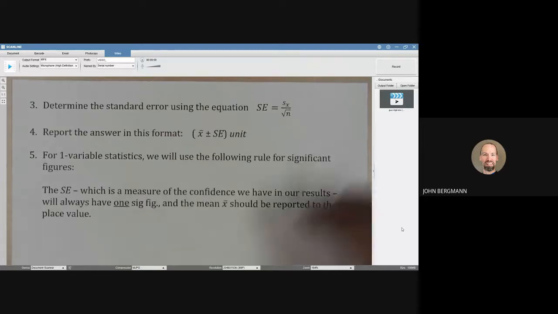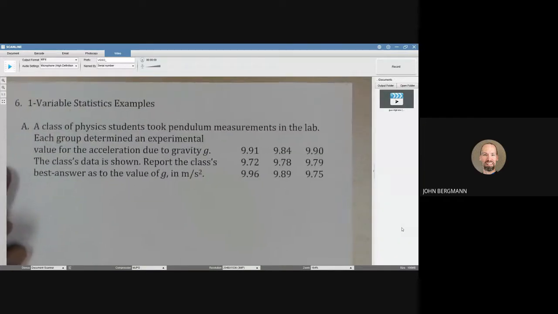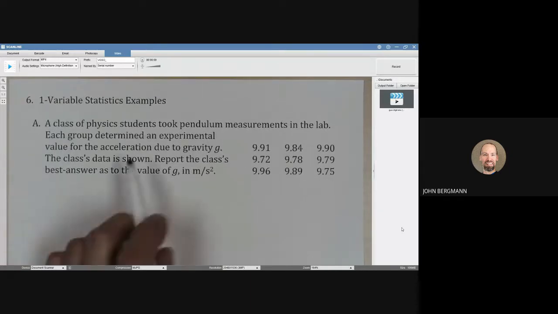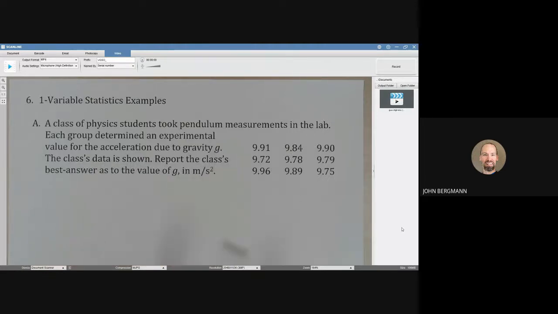So let's show you how this works. Suppose we have a class of physics students that took some pendulum measurements in the lab, and each group determined an experimental value for the acceleration due to gravity, g. The class's data is shown. Report the class's best answer as to the value of g in meters per second squared.